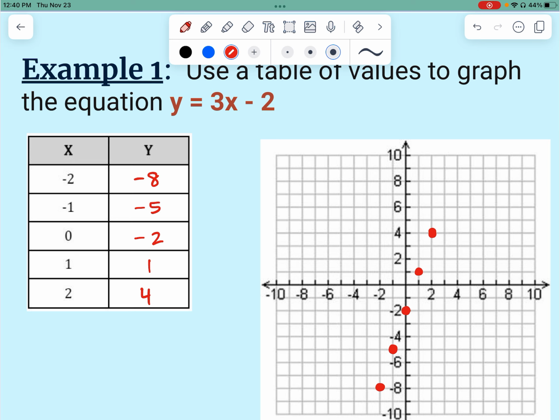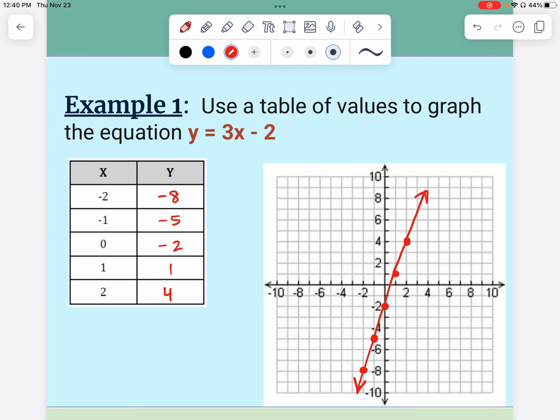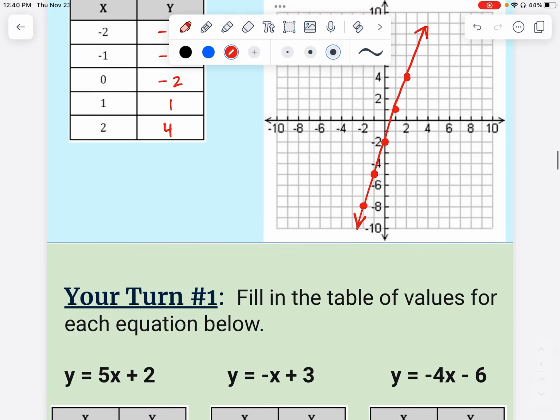At this point, I'm going to draw a line through these points, making sure that line has arrows on both ends because it's a line that continues forever in both directions, not a segment. And I'm done. I have used that table and the equation to graph that equation.